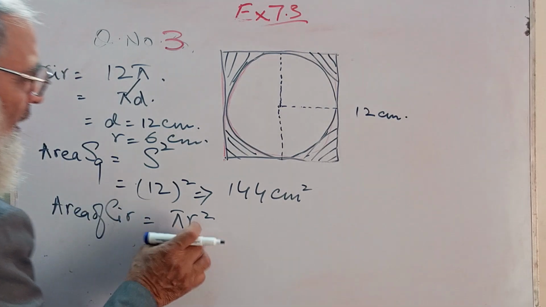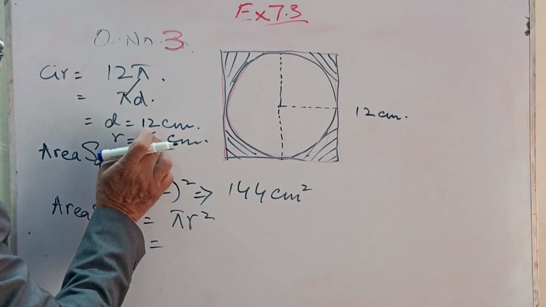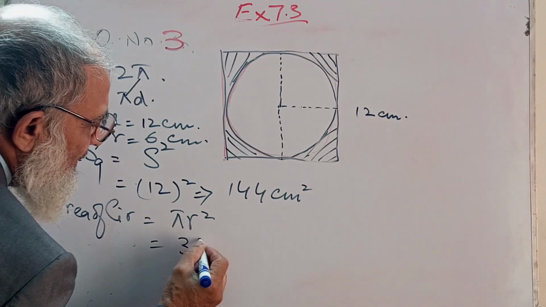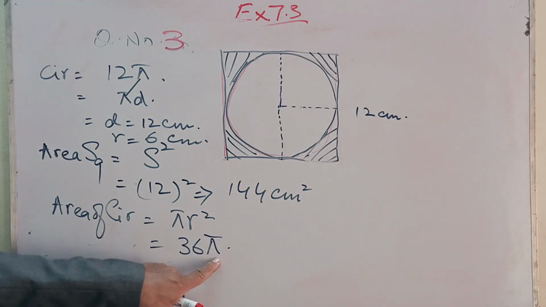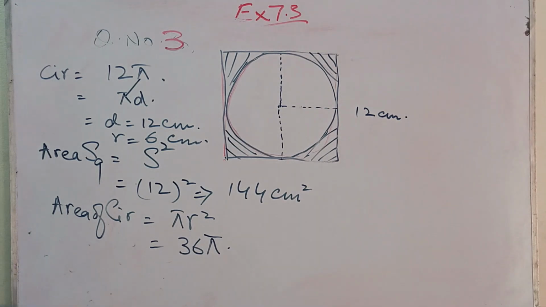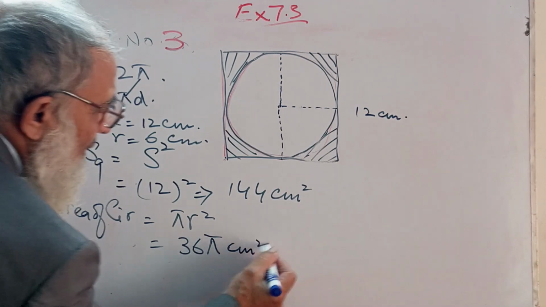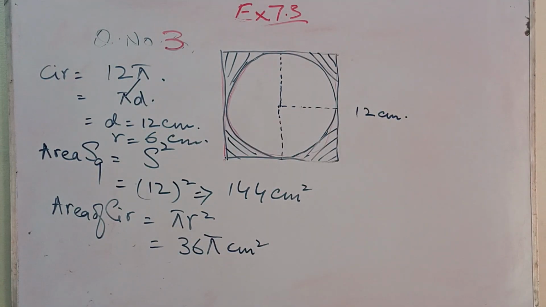So r square, where is r? Now it will become 36 pi. We don't have to bother with the multiplication with the pi. So 36 pi centimeter square is the area of the circle.